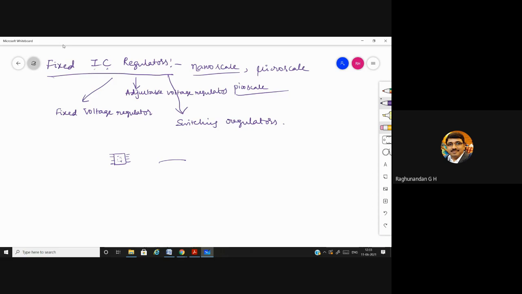And the thermal shutdown, so this can be designed in such a way that whenever a particular heat or thermal level is reached, it is automatically going to turn off. That can also be done. Because of all these advantages, fixed IC regulators have more advantage.